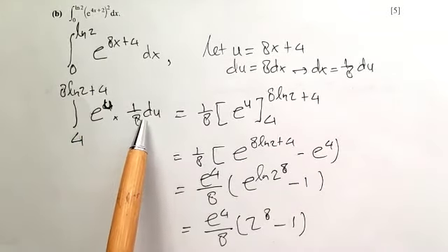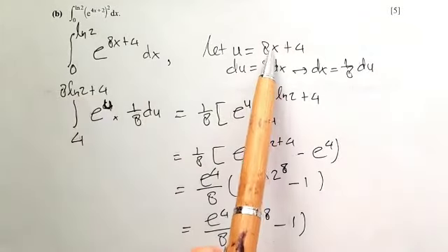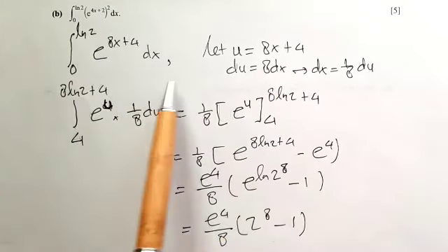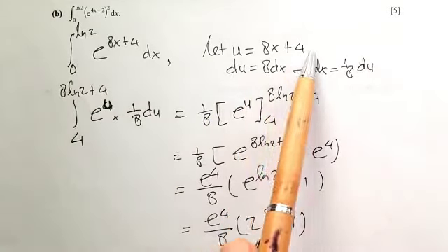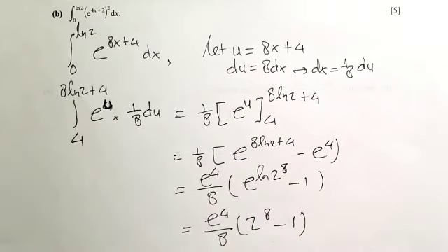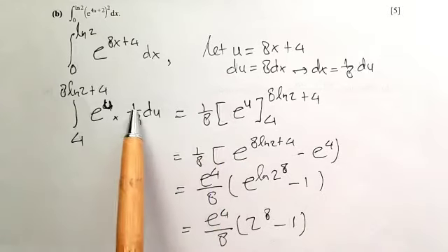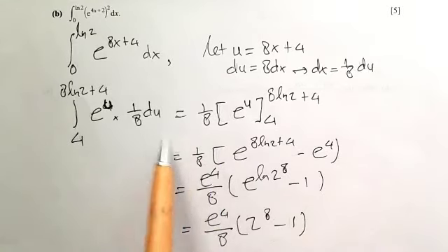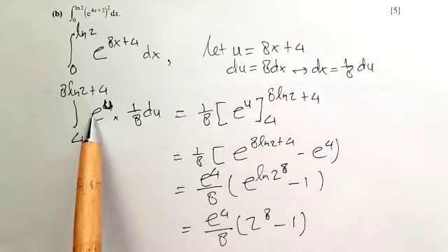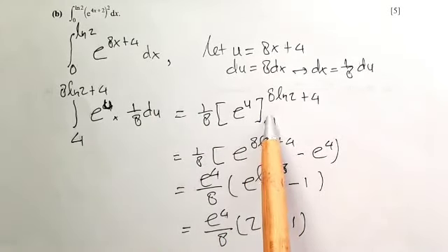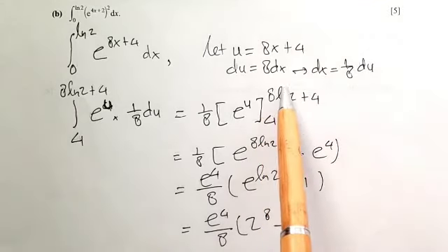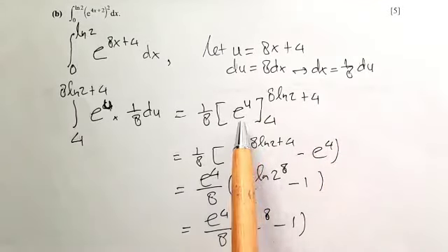Now the boundaries of integration: when x is 0, u is 8 times 0 plus 4, that is 4, and when x is ln 2, u is 8 times ln 2 plus 4, that is 8 ln 2 plus 4. Thus we have the constant 1 over 8. The integral of e to the power u du stays the same, e to the power u, from 4 to 8 ln 2 plus 4, and then we substitute e to the power of the upper bound minus e to the power of the lower bound.